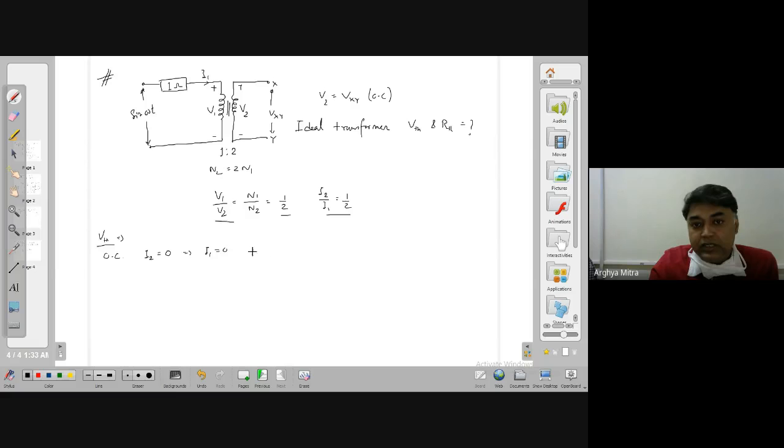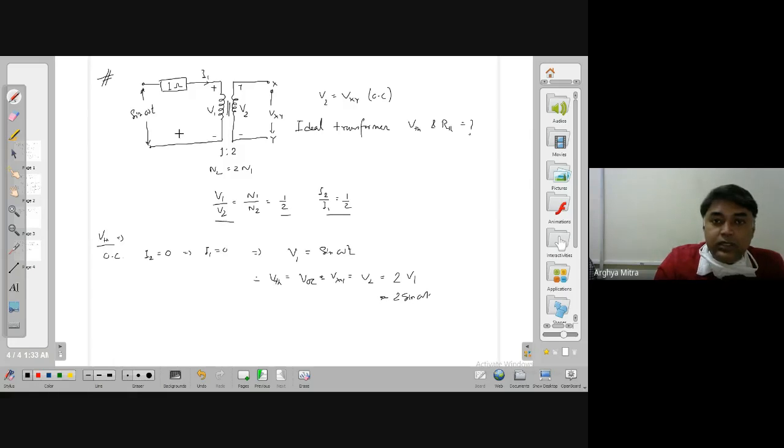So I can say that V1 is equal to my source voltage, which is sine omega t, right? So V1 is equal to sine omega t. So what is VTH? VTH is my VOC, basically VXY, the open circuit voltage. That is equal to V2. V2 is equal to 2V1, so that means 2 sine omega t.